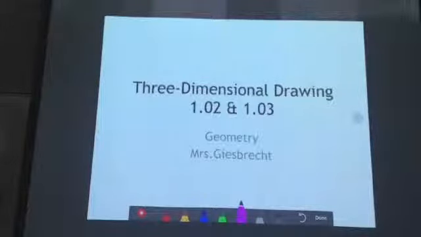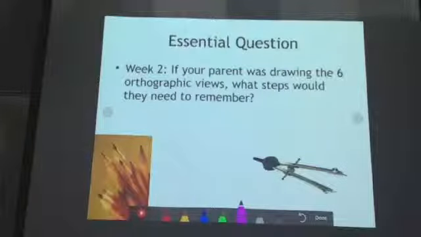If you pre-printed the notes, the only thing missing from the notes is the essential question. So whether you're in person or you're at home, you still have to answer the essential question. So here is your essential question for today. It is, if your parent was drawing the 6 orthographic views, what steps would they need to remember? So I'm going to pause for a minute, give you a second to write that down.